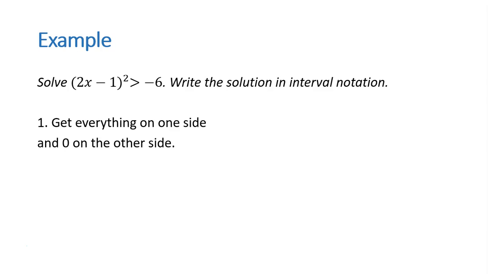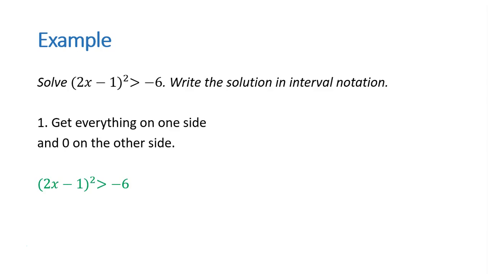It's tempting to say this is already factored and it's going to be easy to work with. The problem is because we don't already have everything on one side, we've got the negative 6 on the right-hand side, this factorization isn't going to help us. So first step is just go ahead and redistribute everything before we actually start combining.